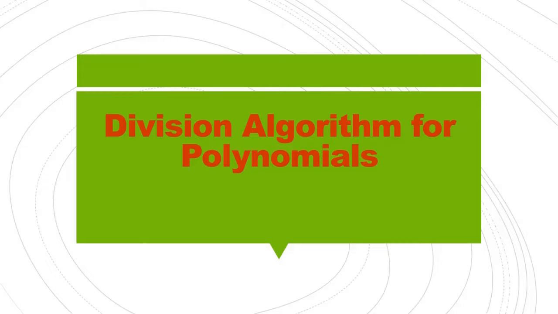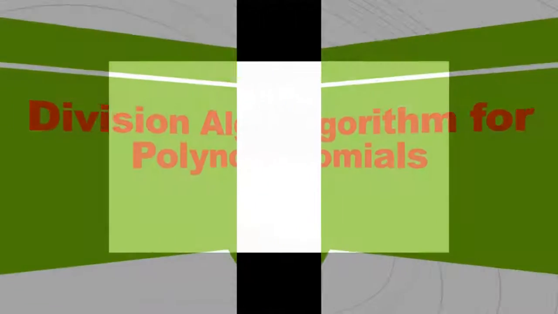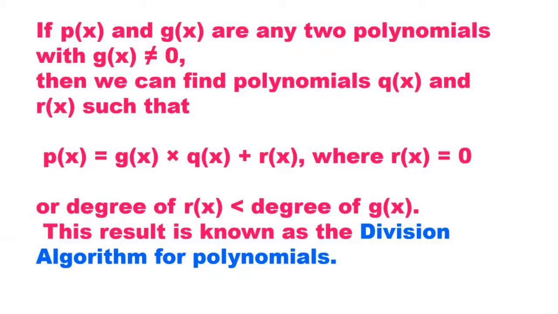Topic is division algorithm for polynomials. Here you can see the two polynomials p(x) and g(x). The degree of p(x) will be highest and the degree of g(x) will be lower than it. It means p(x) is going to be the dividend and g(x) is going to be the divisor.